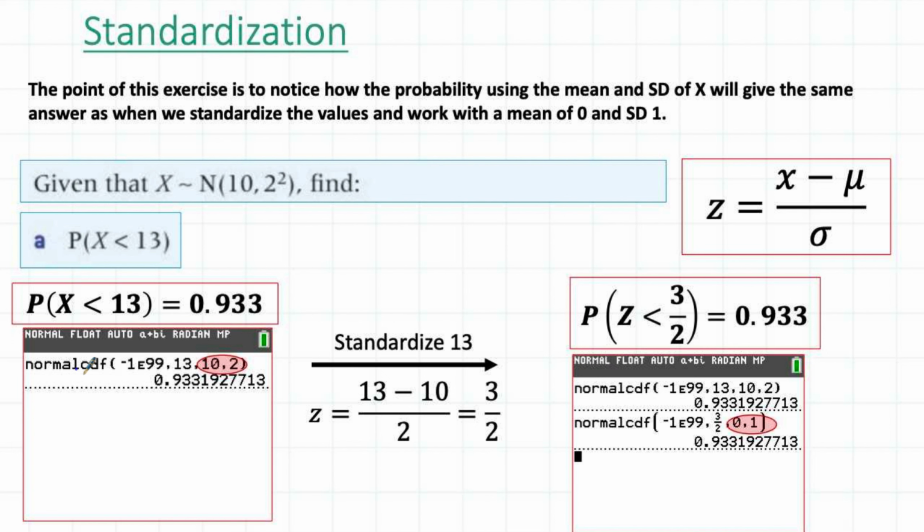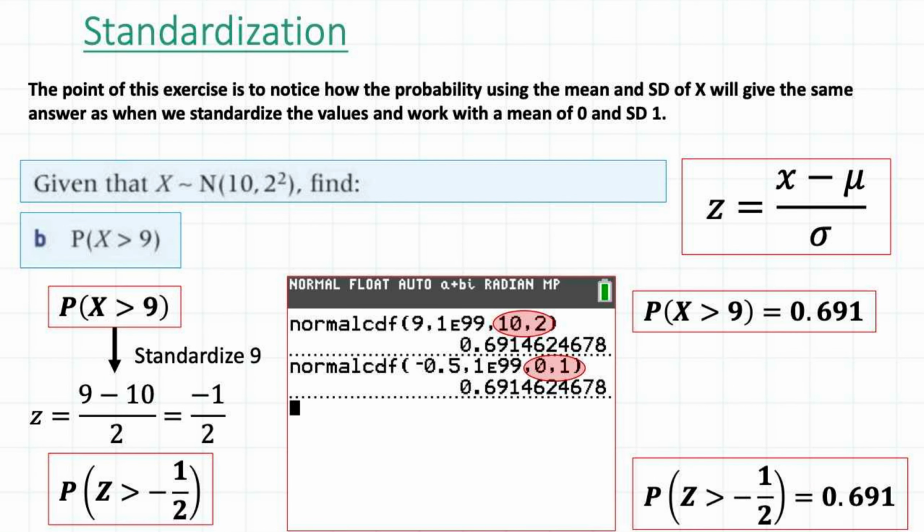So let's just have a look. So normal CDF with negative infinity to 13, with 10 and 2 as my mean and standard deviation, I get 0.933. Once I standardize 13 to 3 over 2, and I compute the same thing, I also get the same answer. So again, I'm trying to get you to visualize that it is the same thing. It's in the same position in the graph. It's the same area because of the way that normal distribution behaves. But we like to use standardization because you get to deal with smaller numbers.